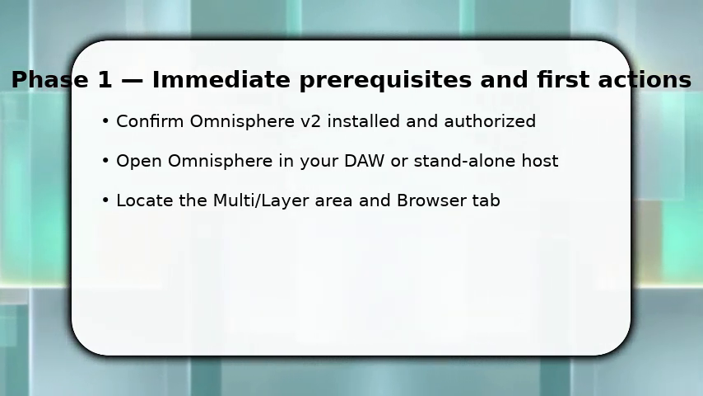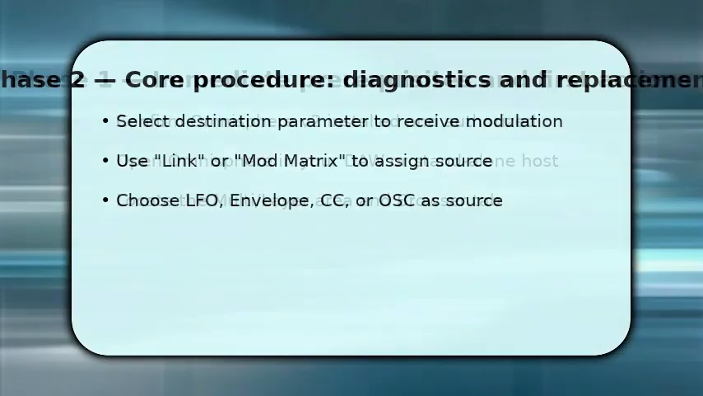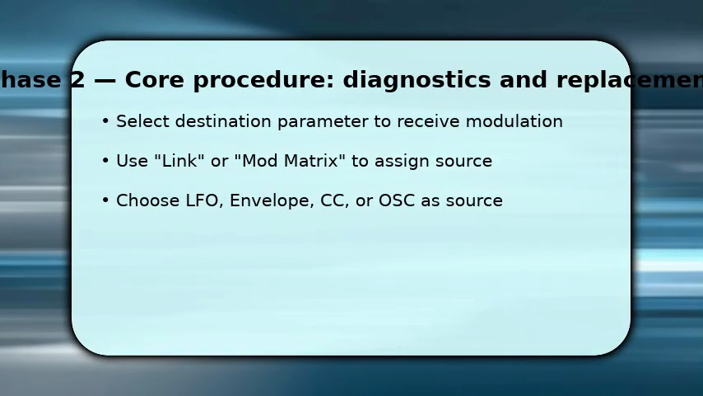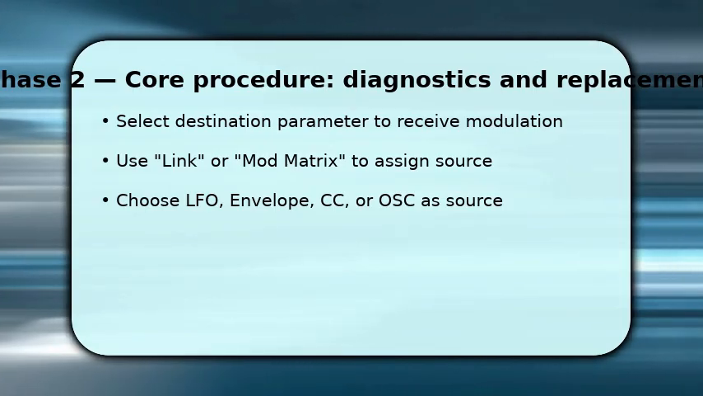Next, select the exact parameter you want to control, say filter cutoff, so you're targeting the right destination. Then open Omnisphere's mod matrix or link dialog and click Add or Create Link.